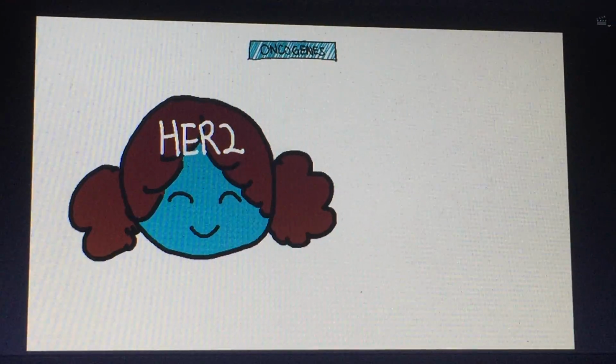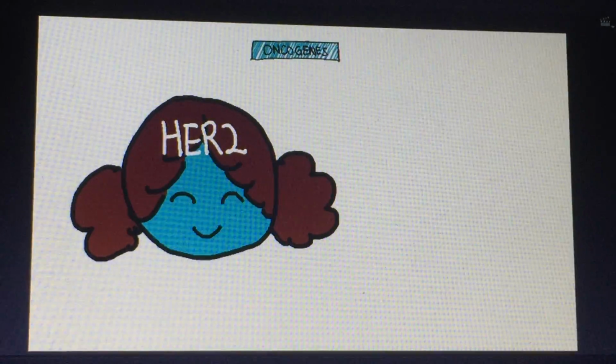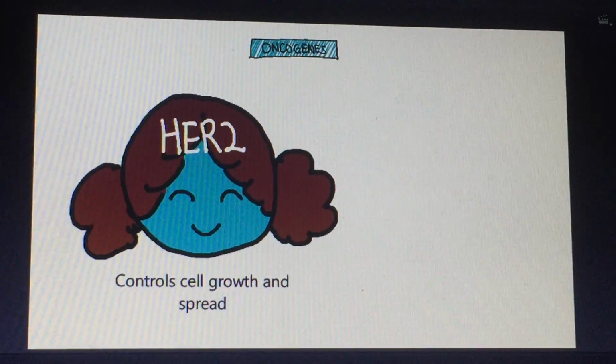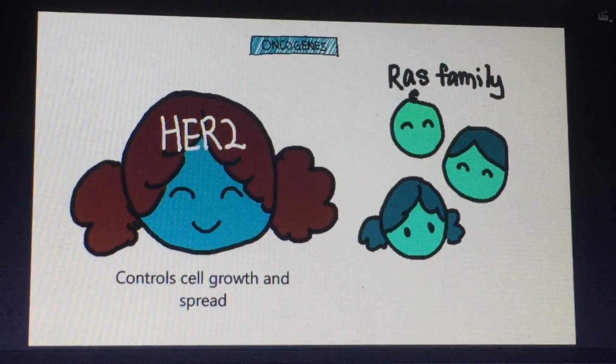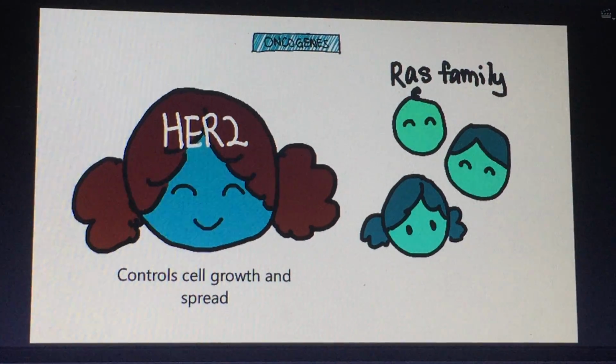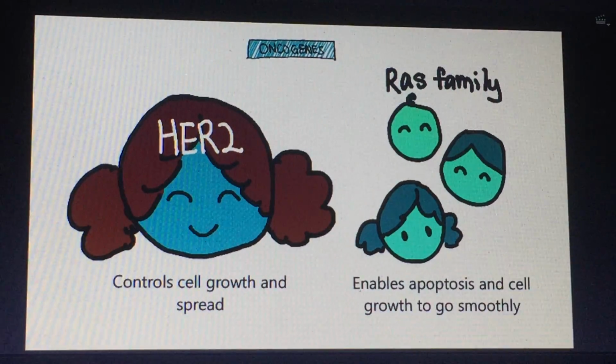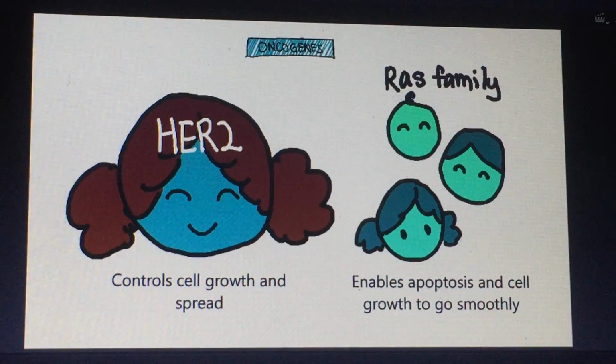Oncogenes are genes that, under normal circumstances, play a role in telling cells to start multiplying and dividing. HER2, a protein synthesized from oncogenes, controls cell growth and spread. The RAS family of genes make proteins involved in cell communication pathways, enabling apoptosis and cell growth to go smoothly.